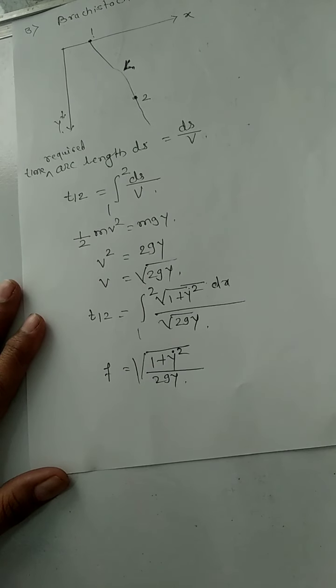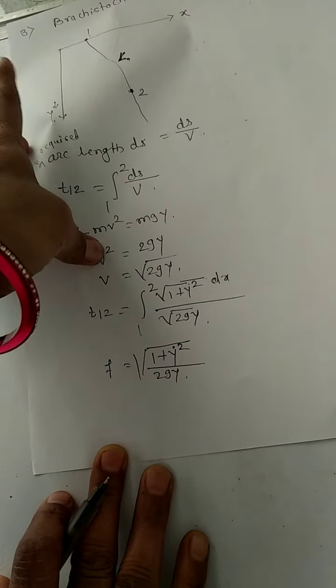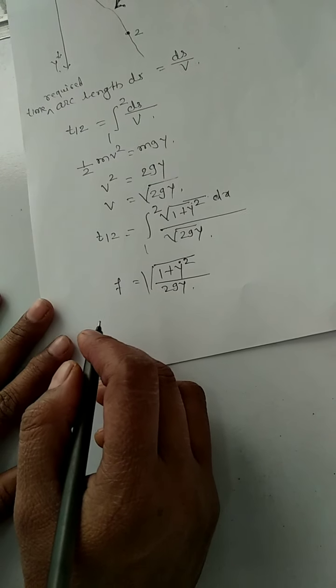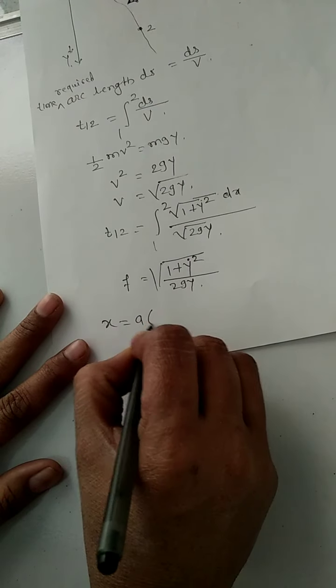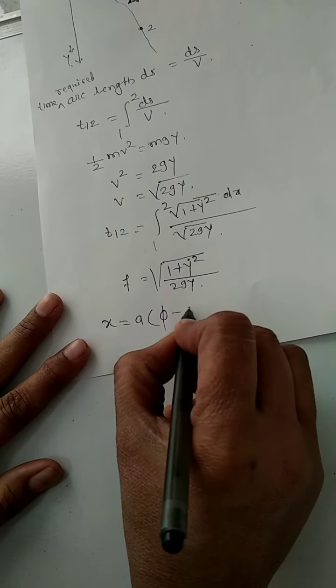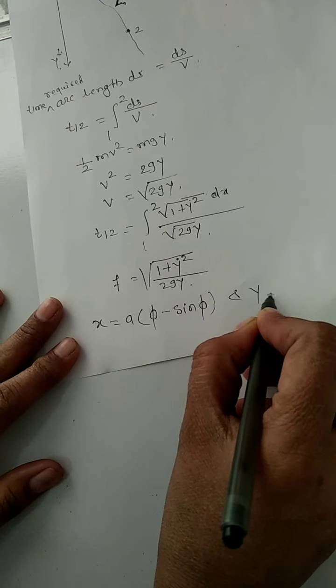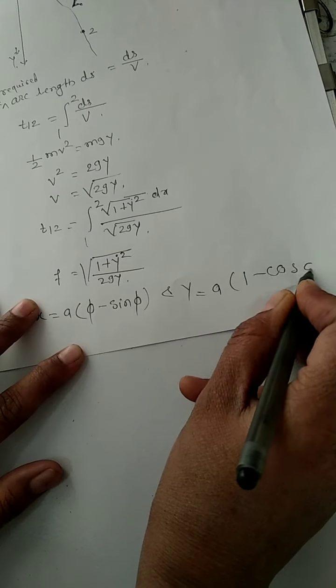The integration of Lagrange's equation with this form of f is straightforward and left as an exercise. The parametric solution in terms of the parameter a is given by x equal to a into (phi minus sin phi), and y equal to a into (1 minus cos phi).